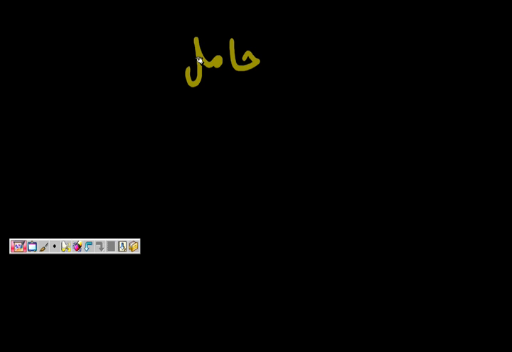Now notice that hamil can also mean a carrier, somebody who's carrying something. And if it's used in that sense, it can be both hamil and hamila. So if I'm saying that he is a carrier of books and she is a carrier, well, in that sense, the same word can be both masculine and feminine. But in the sense of pregnant, it's only going to be feminine.